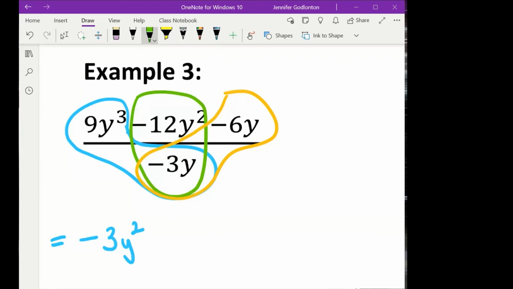Term 2, a negative divided by a negative is a positive. 12 divided by 3 is 4. Y squared divided by y is y. Give yourself a mark if you got that one right.